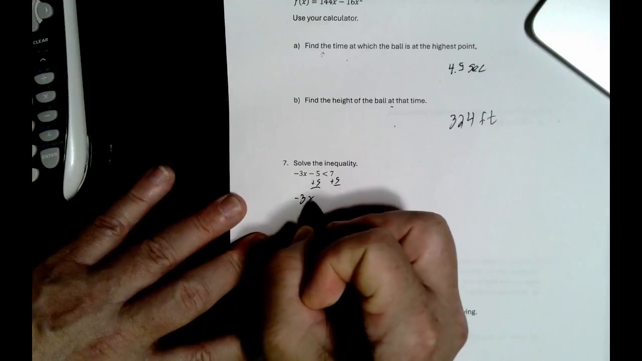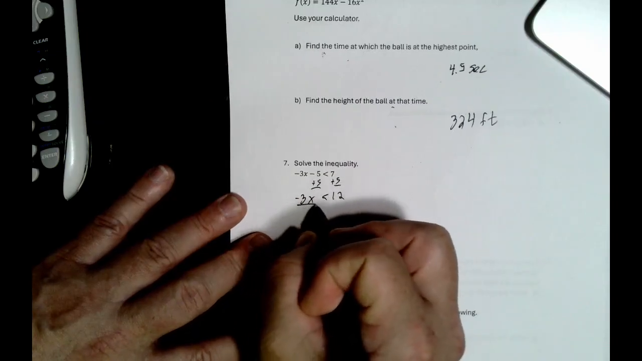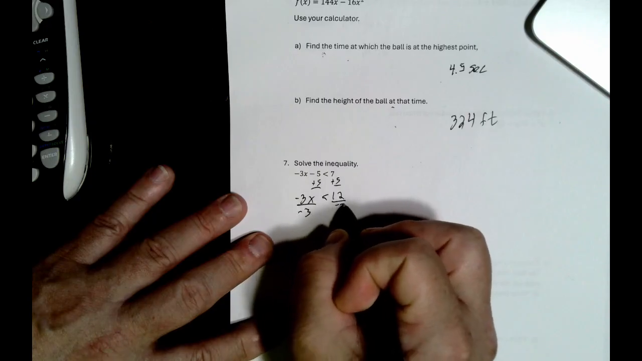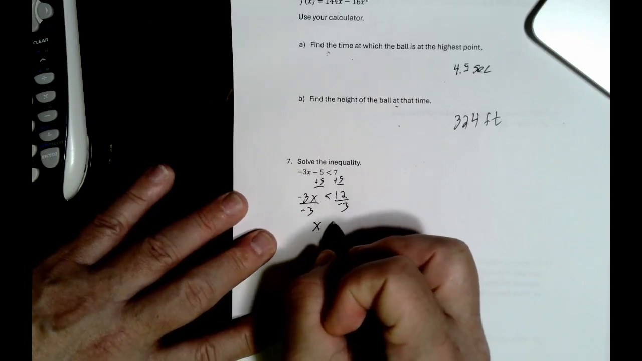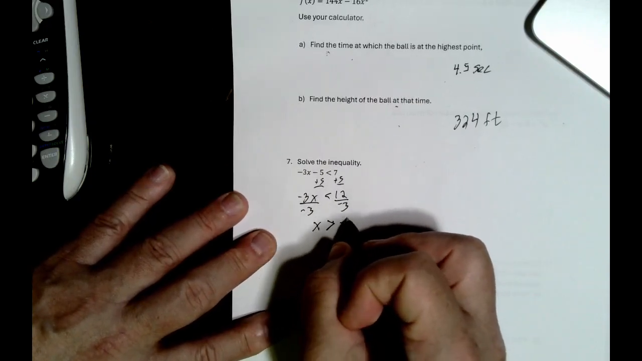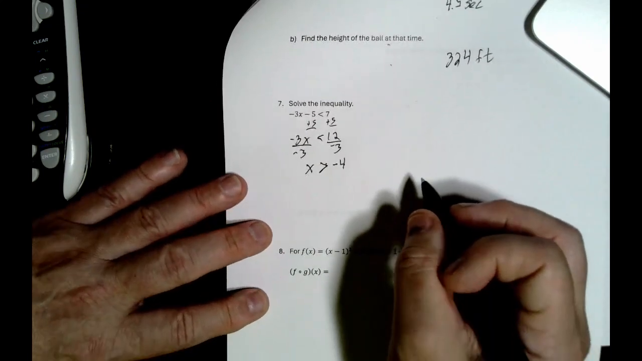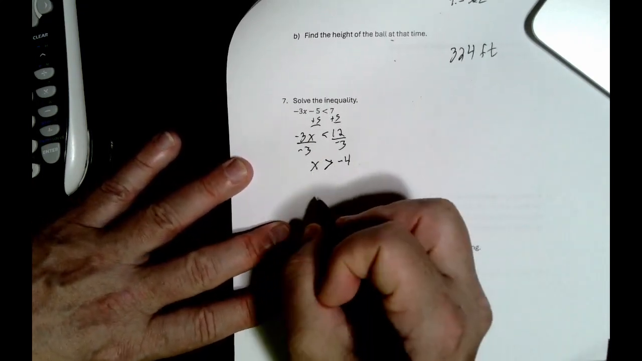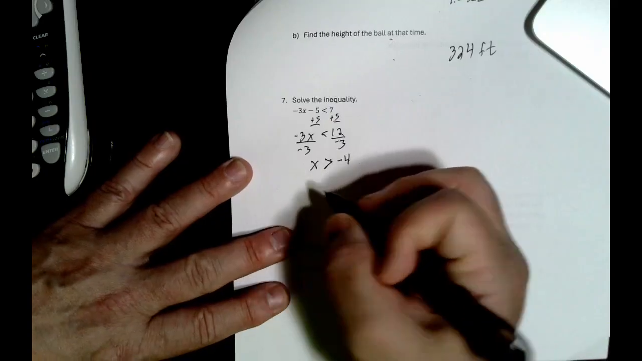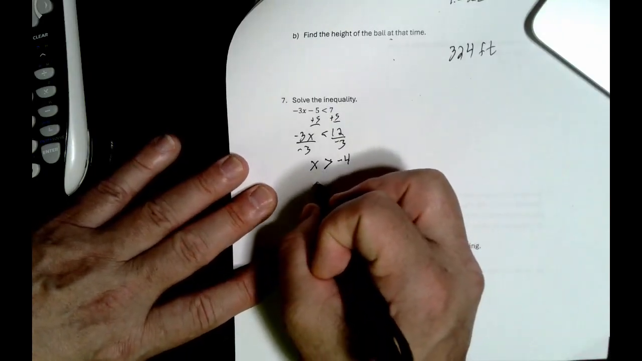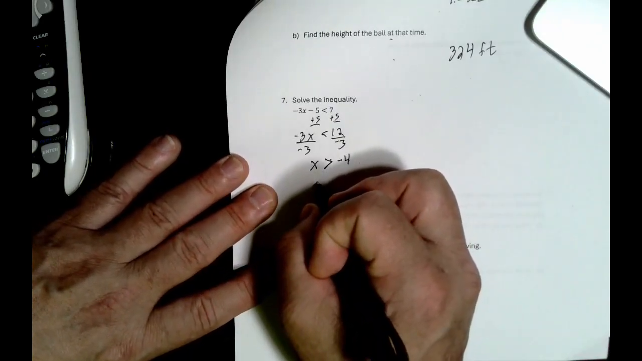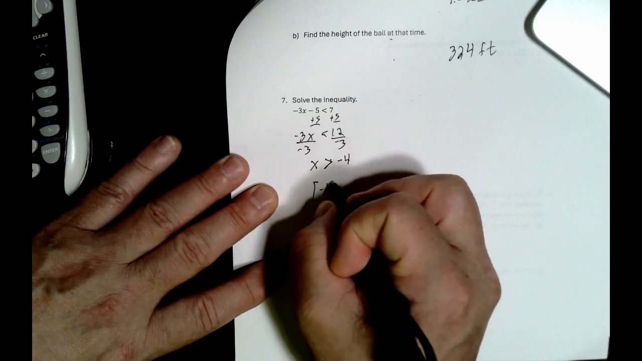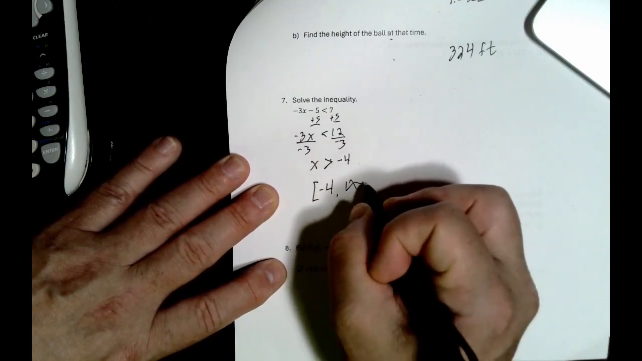You get minus 3x is less than 12. Divide by negative 3. X is greater than negative 4. We just divided by a negative, so you flip the inequality sign. If you want to write it as an inequality, you would say negative 4 to infinity.